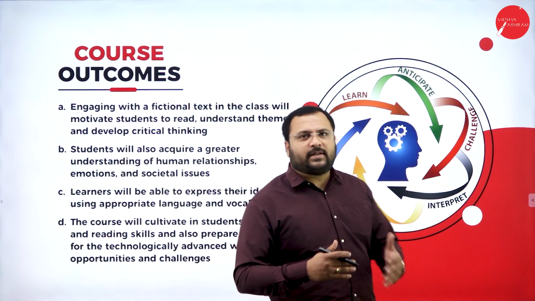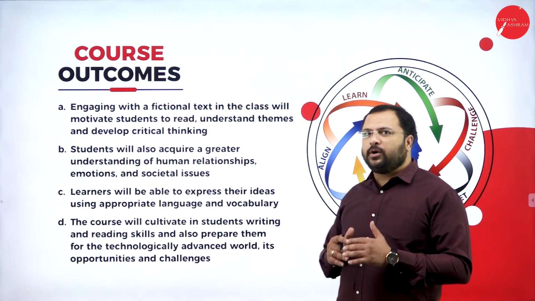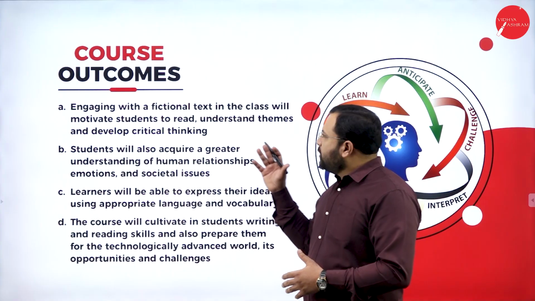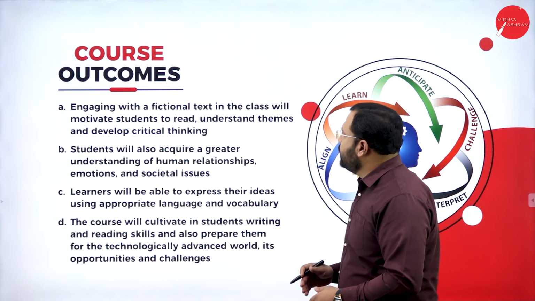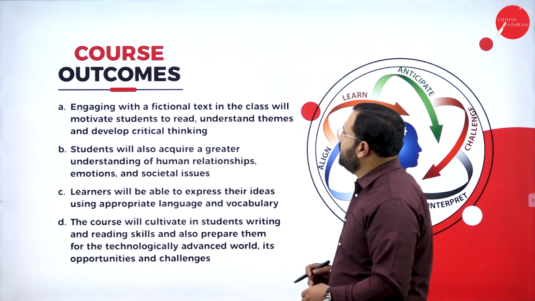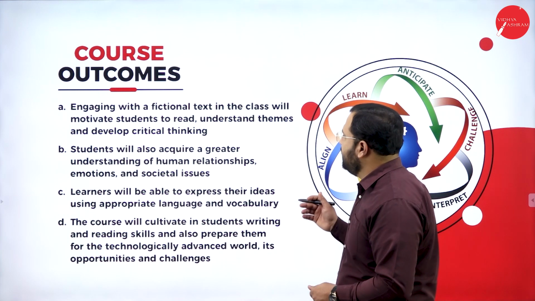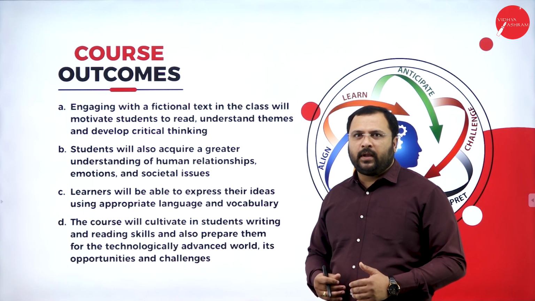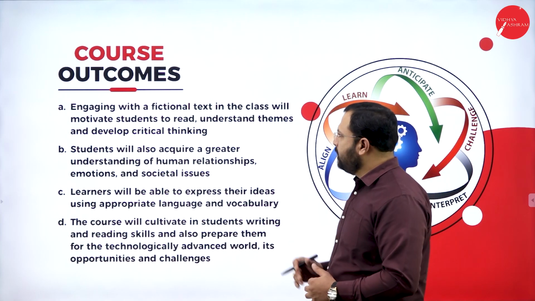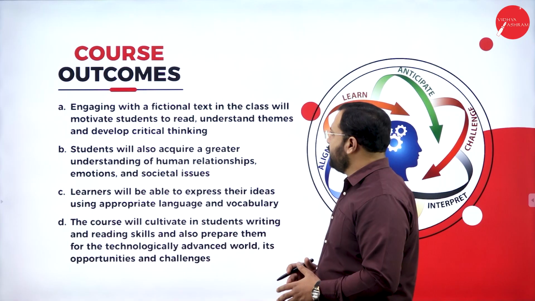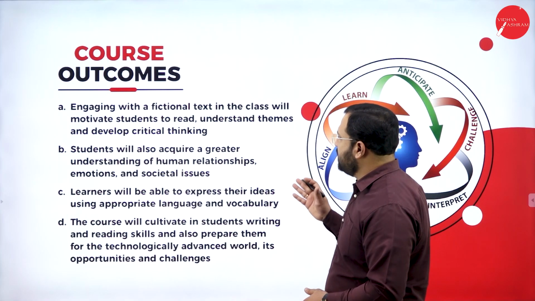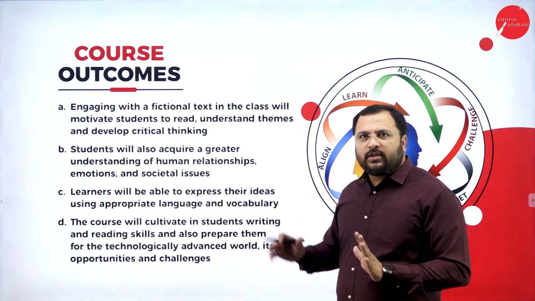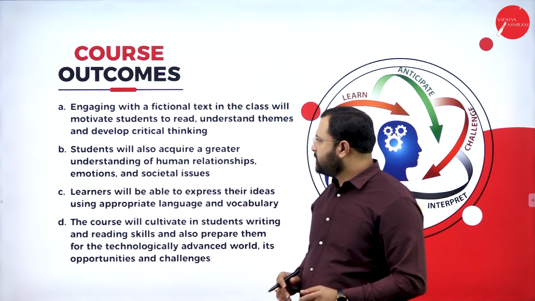Then after going through the syllabus, what are the course outcomes? Once you go through the syllabus, what is going to happen? So the course outcomes are these. Engaging with a fictional text in the class will motivate students to read, understand themes, and develop critical thinking. Once you read the text prescribed, you will have these things in mind. Students will also acquire a greater understanding of human relationships, emotions, and societal issues. So you will be more sensitive to the societal issues and human relationships.